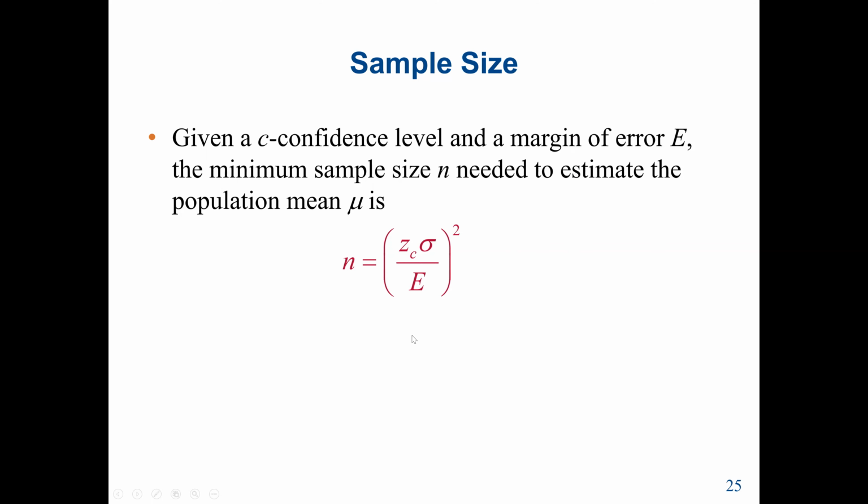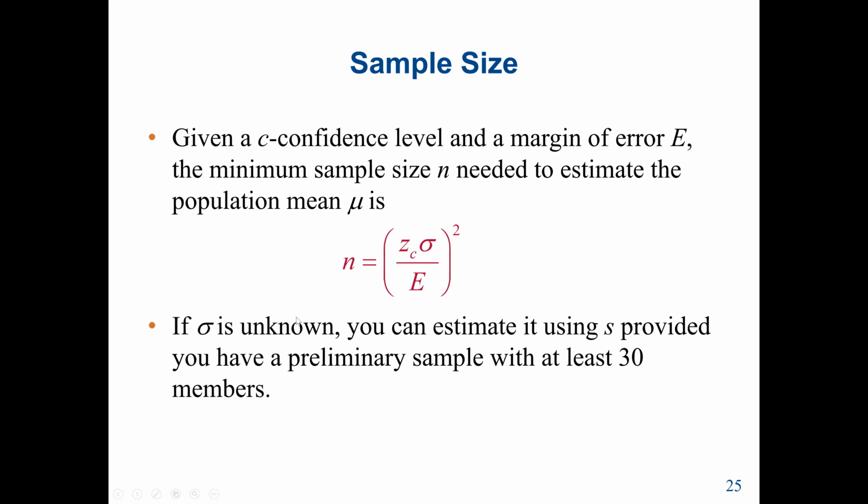The reason why we square is that the margin of error formula gives us E equals ZC times the standard deviation of the population divided by the square root of n. So when we are looking for n, the square root of n crosses the equal sign and everything gets squared. That's why n equals ZC times the standard deviation divided by the margin of error, all squared. If the population standard deviation is unknown, then we can estimate it using S, provided we have a preliminary sample with at least 30 members.